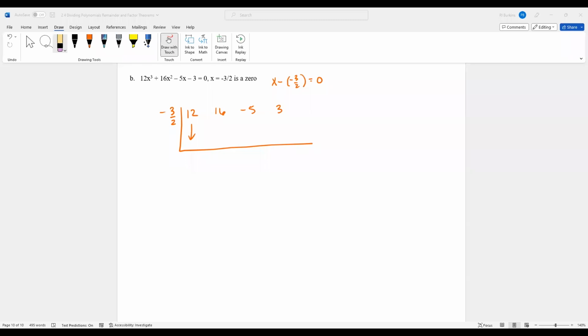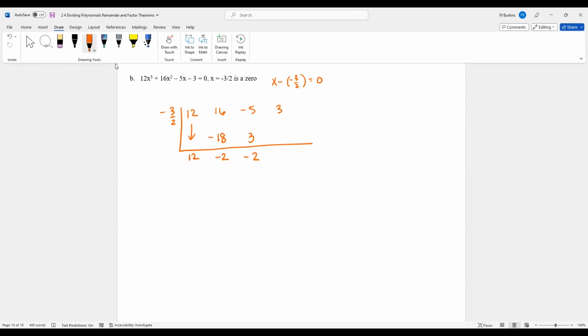So you bring down the 12 and multiply. So -3/2 times 12, that's going to be -18, right? So you could divide by 2, then multiply by -3. And that's going to be -18. So add down the column. We have -2. A negative times negative is going to result in a positive. 3/2 times 2 is going to be 3. Add down the column, we get another -2.